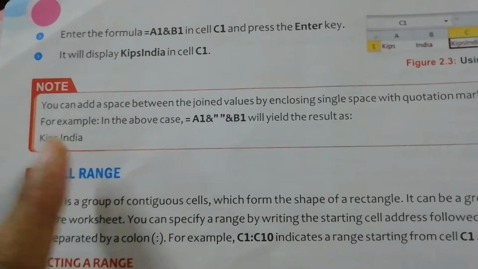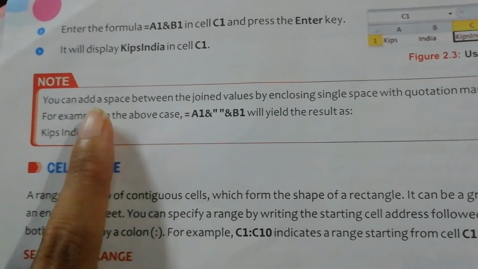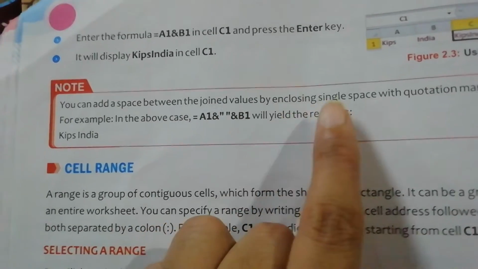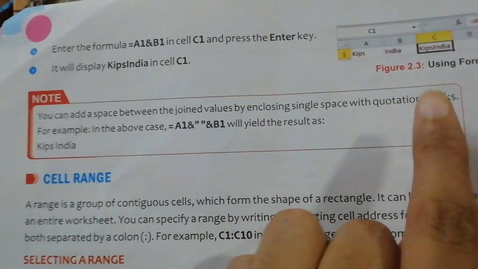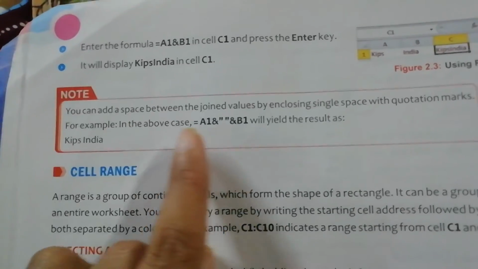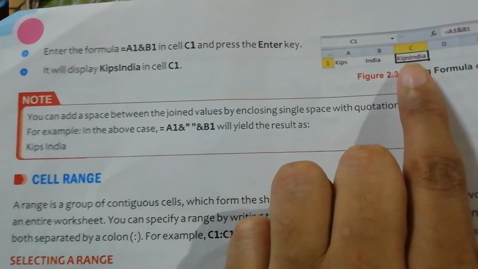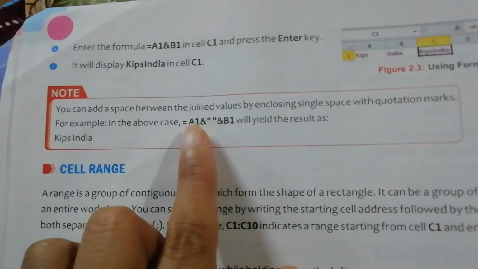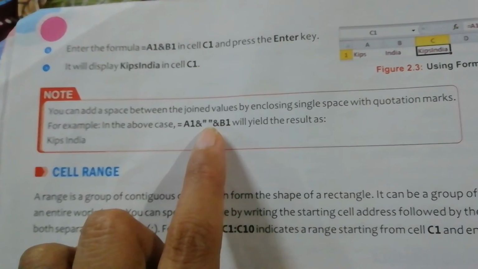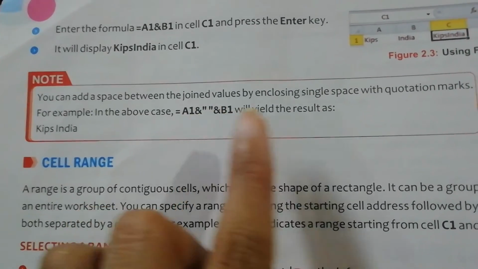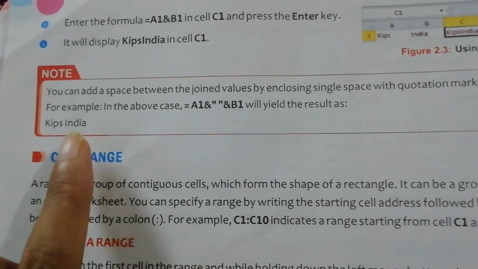And here is a note also. You can add space between the joined values by enclosing a single space with quotation marks, for example. If you want to have a space in Kips India, you can also do it. You have to write the space like this in the double quotes. Okay, this will yield Kips India.